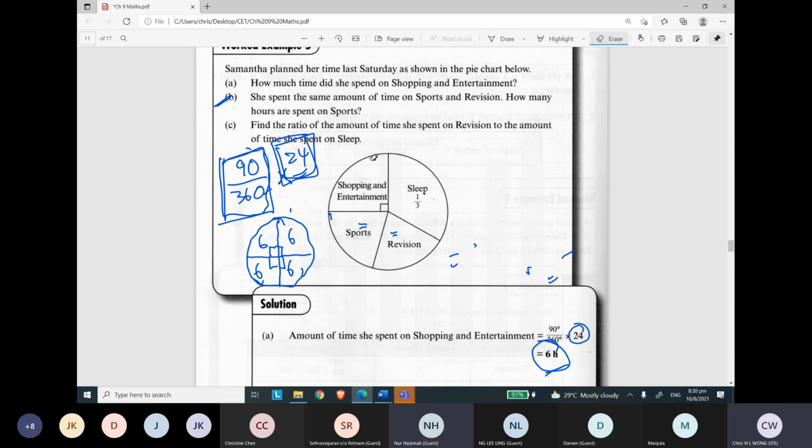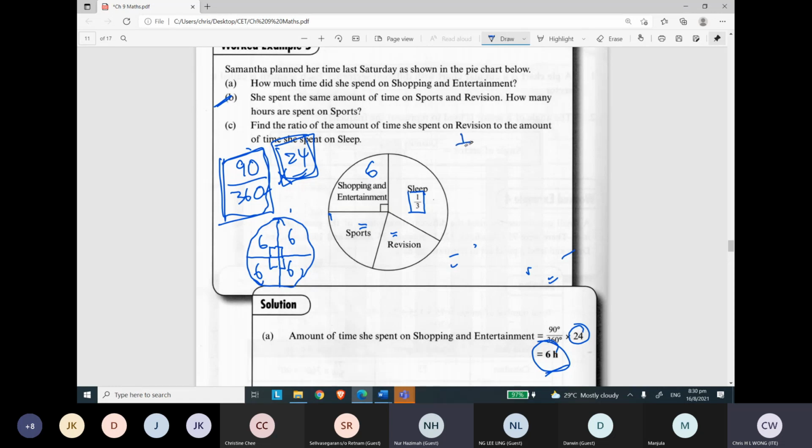This one, no problem. This one is 6. I thought this is 6, right? 6. Now you need to calculate what is 1/3. What is 1/3? I have shopping, I got 6 hours. Sleeping, I got 1/3 hour. What is 1/3?